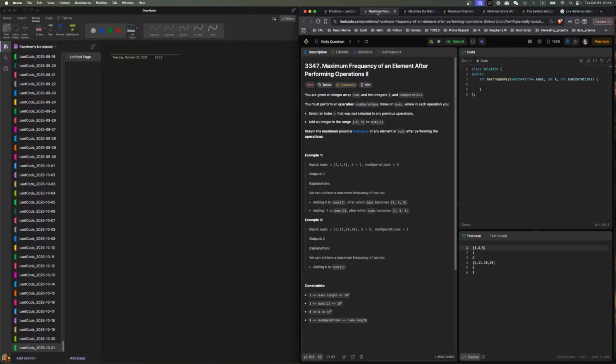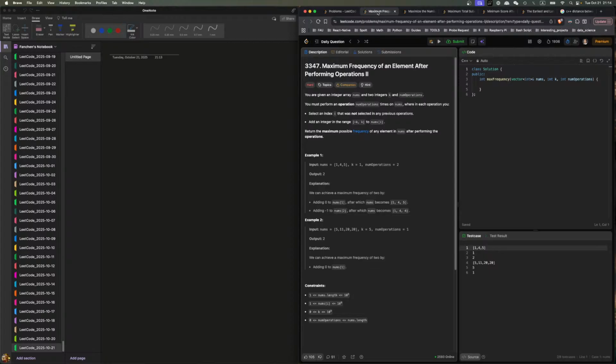Now it's 10 to the 9th. So yesterday it was 10 to the 5th, so we were able to go through every single possibility, but now it's 10 to the 9th, so we cannot go through every single possibility. It's going to time out. It's the same problem, right? We just need a better solution.